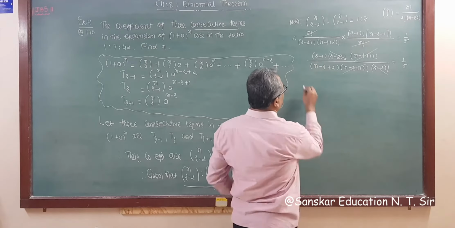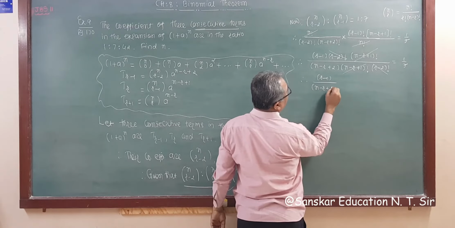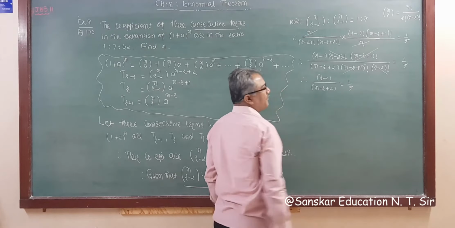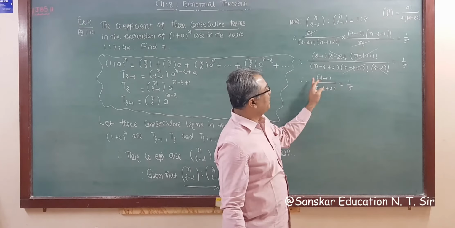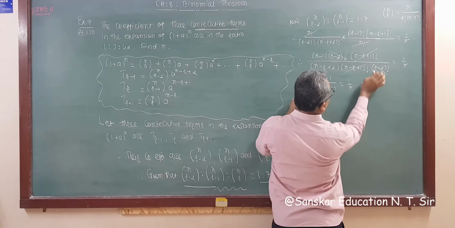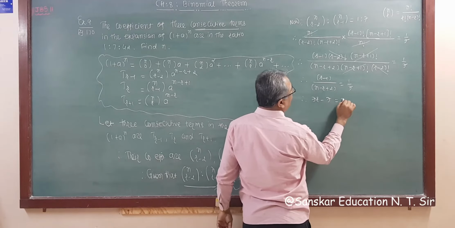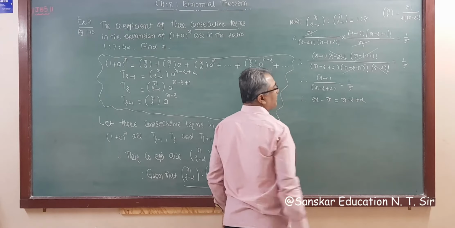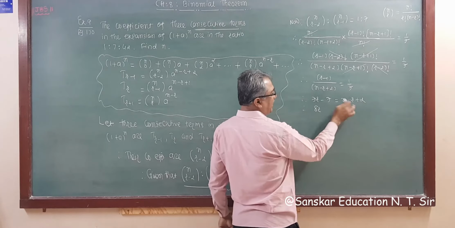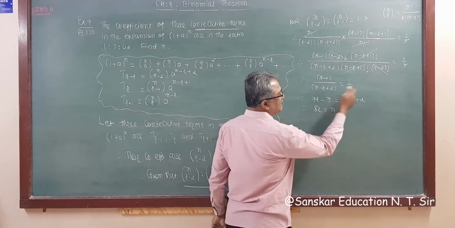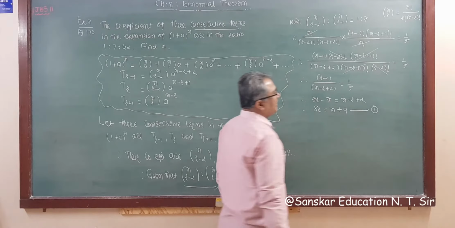We get r minus 1 whole upon n minus r plus 2 is equal to 1/7. So multiplying this, so what we get, therefore, 7r minus 7 is equal to n minus r plus 2, right? Taking r to here, what we get? 8r is equal to n minus 7, becomes plus, so n plus 9, right? Say equation number 1, right?